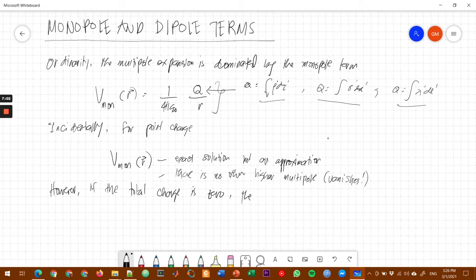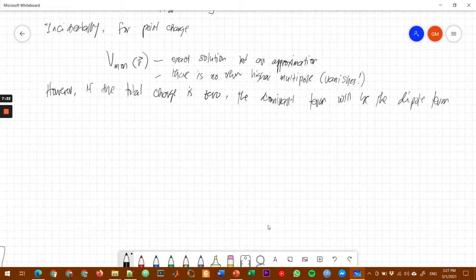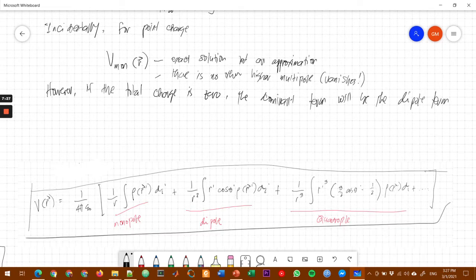So the dominant term will be the dipole term, katong sa summation. If you can recall sa katong summation na to, right? In terms of the contribution sa monopole, dipole. So for this case, it's just the dipole term, let's say, ang dominant niya. So we have dipole.